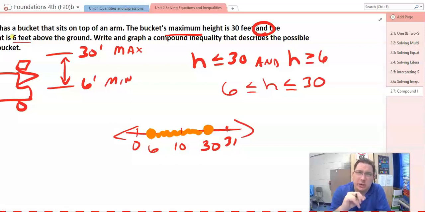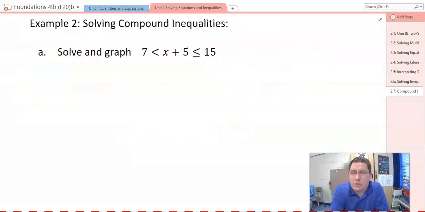So let's take a look at a couple that we're going to solve, and that'll be it for this video. So in example 2, we're going to look at solving compound inequalities that are given to us. And so in the first example here, we're asked to solve and graph 7 less than x plus 5 is less than or equal to 15. This is an and problem because remember we've got this sandwich here, right? We've got a left, a middle, and a right.